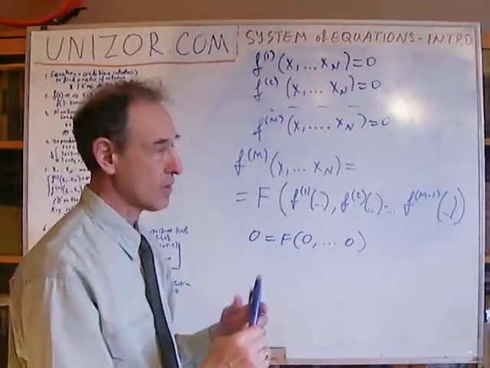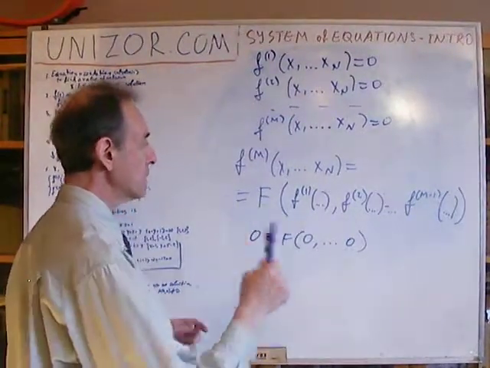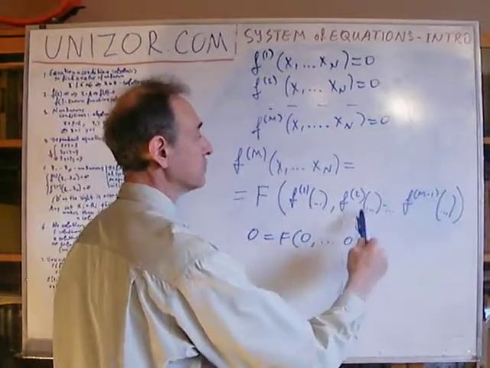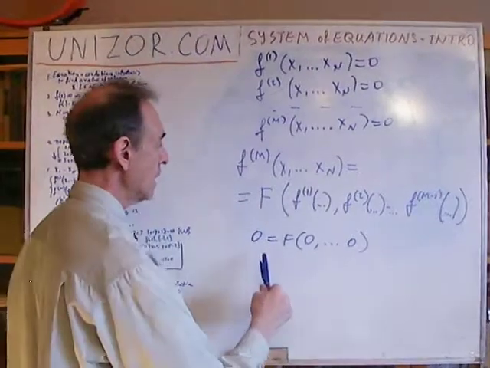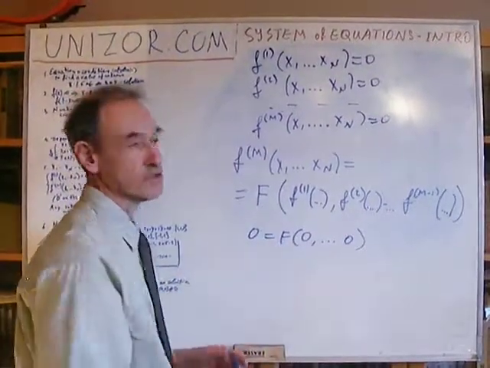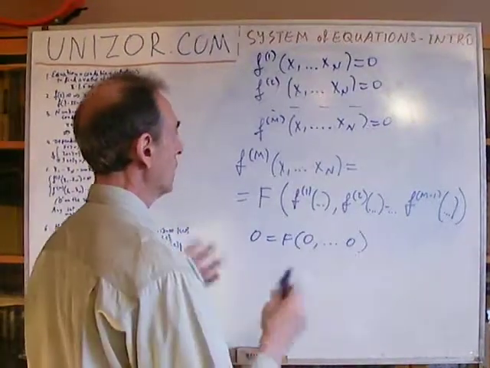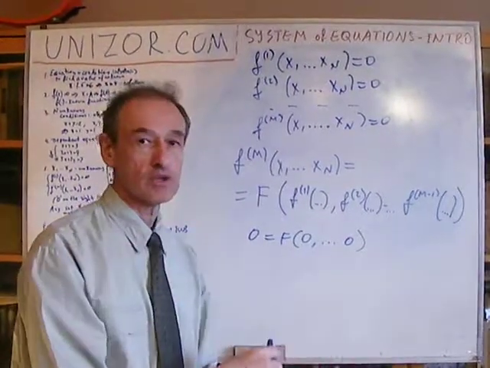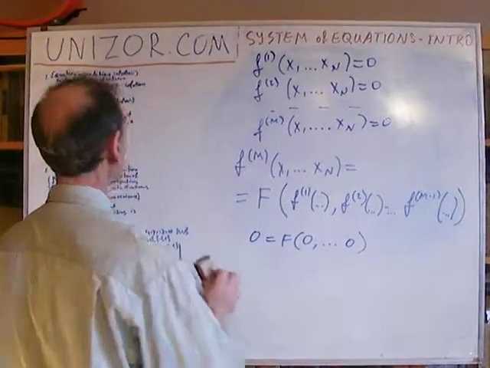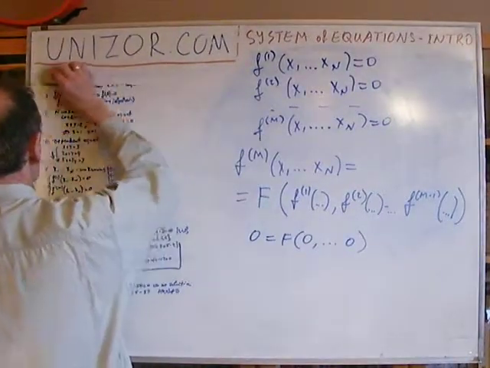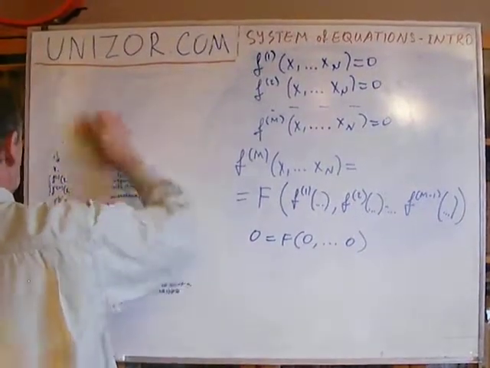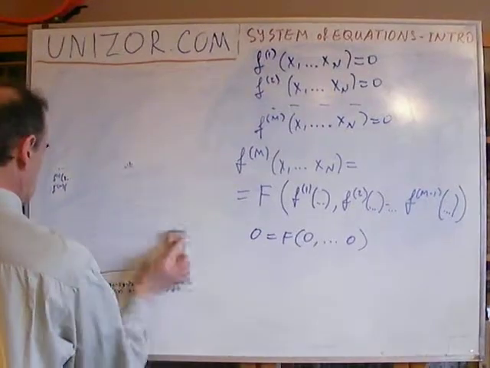So, what does it mean that the m-th equation is derived from the previous ones? It means that the function itself, fm, can be expressed as a function of functions, and there is this condition which function f must actually satisfy. Well, let's just go back to our original example and figure out what exactly I mean in this case.